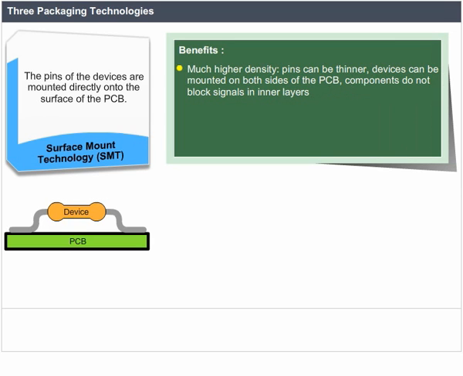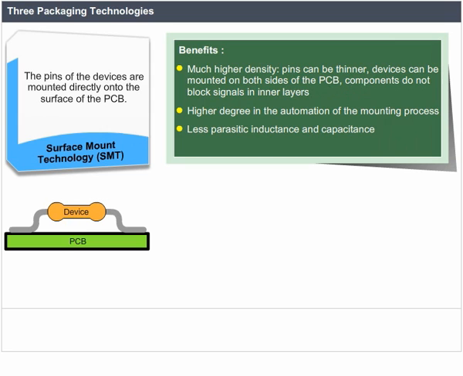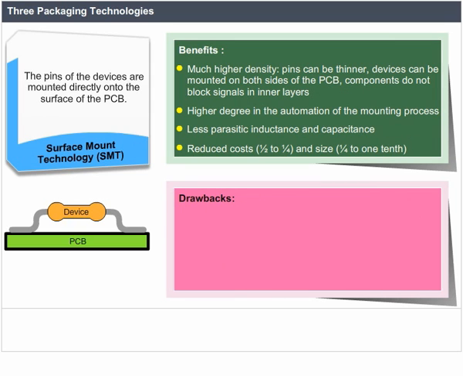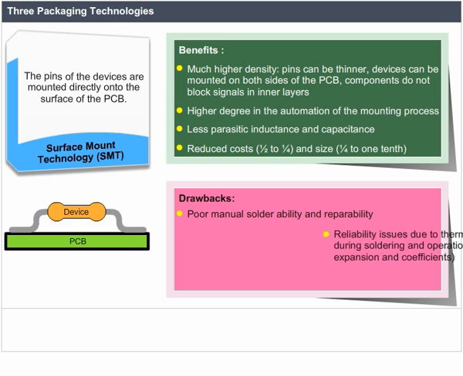Components do not block signals in inner layers. Higher degree of automation of the mounting process. Less parasitic inductance and capacitance. Reduced cost, one-half to one-quarter, and size, one-quarter to one-tenth. Drawbacks. Poor manual solderability and repairability.